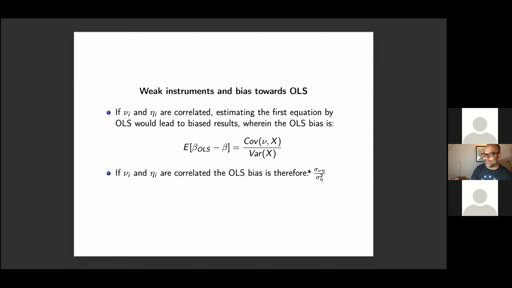All right, we're going to come back to this in a second. What we're going to do now is see how weak instruments in IV relate to the OLS bias. How is it going to relate to it? That's one thing we're going to see. And what causes that bias to decrease? Those are the two things we're going to try to answer.